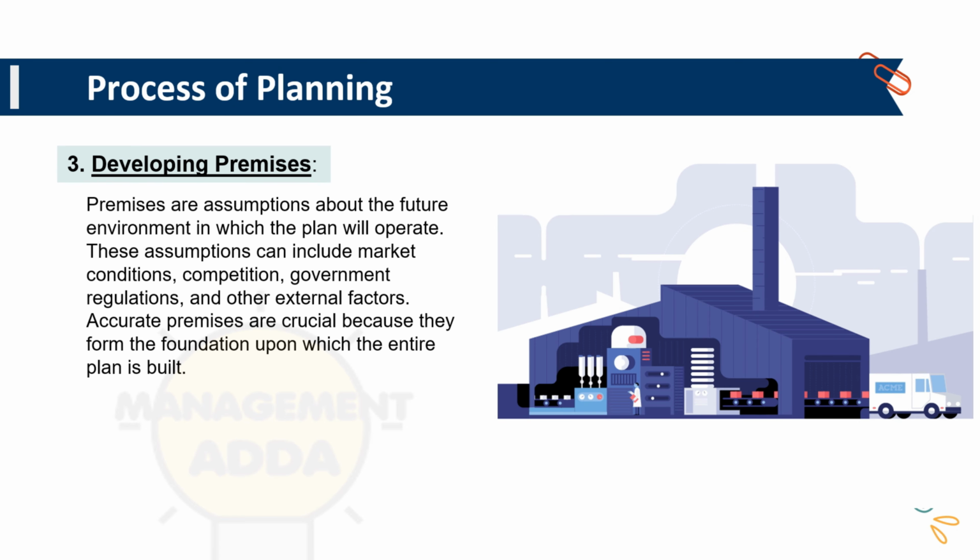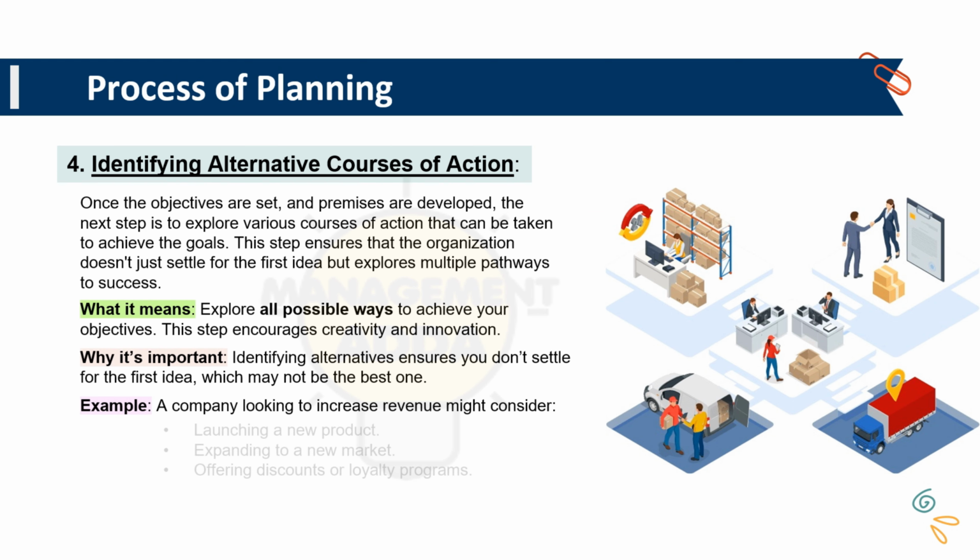After developing the premises, it is important to identify alternative courses of action, because to reach a place there are multiple ways, but you can't adopt all the ways to reach one goal. So it is very important first to know what sort of activities or plans you can undertake to reach that goal, to accomplish those objectives. So in this point, we will identify the alternative courses of action through which we can achieve the objective.